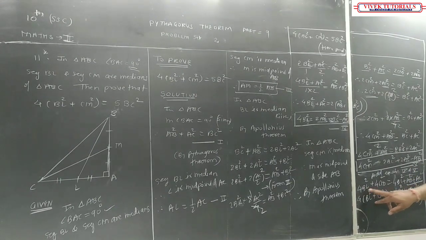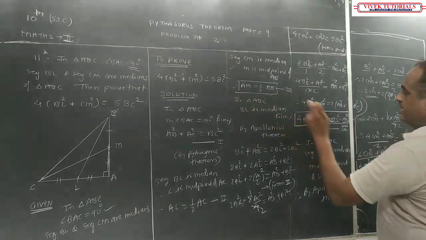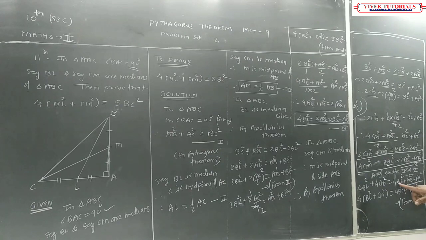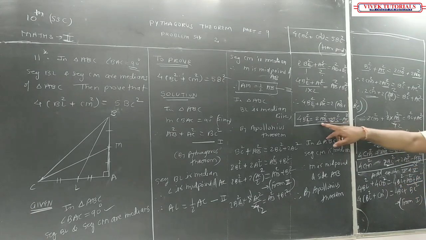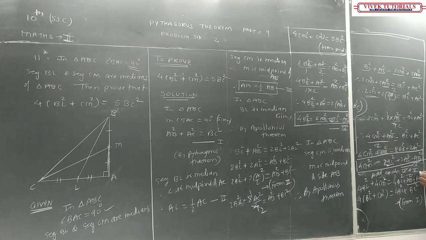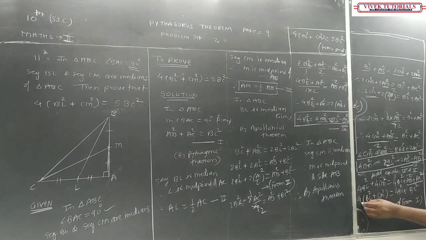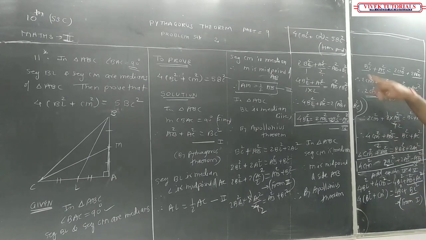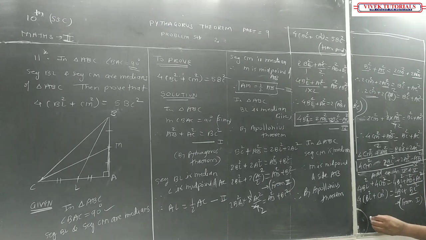4BL square plus 4CM square is equal to 2AB square plus 2BC square minus AC square plus 2BC square plus 2AC square minus AB square. 2BC square plus 2BC square is 4BC square. 2AB square minus AB square is AB square. 2AC square minus AC square is AC square. So ultimately what you got? If I take 4 common, 4 in bracket BL square plus CM square is equal to 4BC square plus BC square. 4BC square plus BC square is nothing but 5BC square.